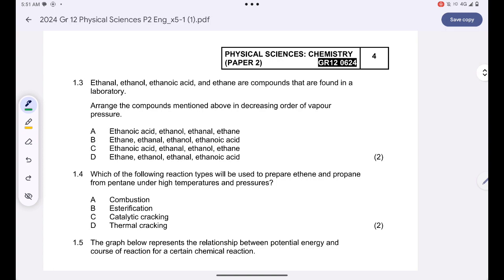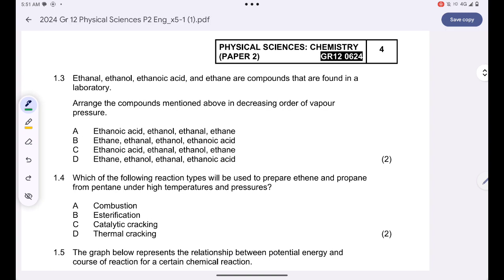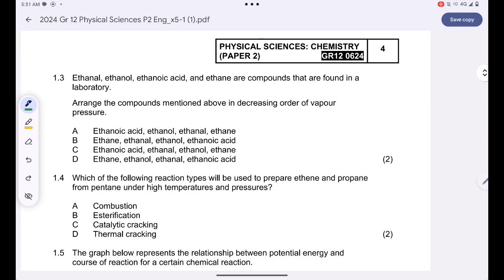The one with the strongest intermolecular forces will have the lowest vapor pressure. Are you together? And the one with the weakest boiling point will simply have the highest vapor pressure. So they want us to arrange the compounds mentioned below in decreasing order of vapor pressure.